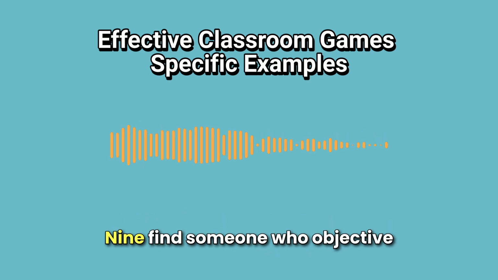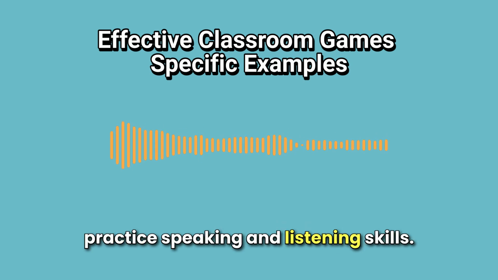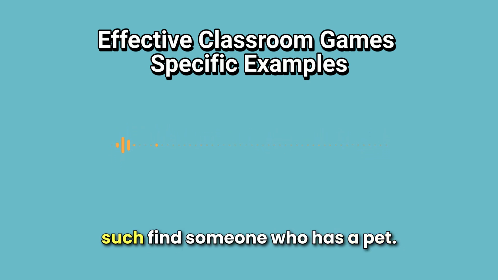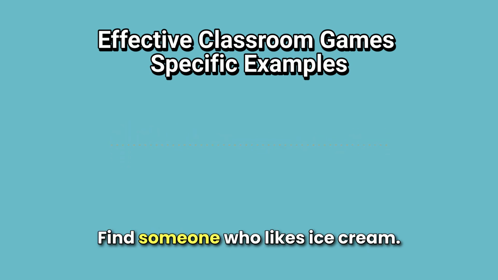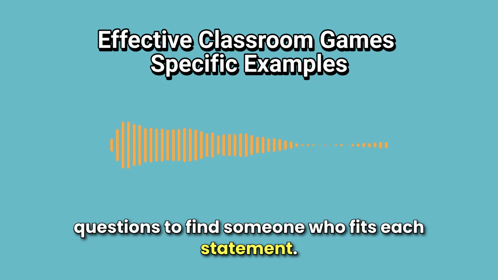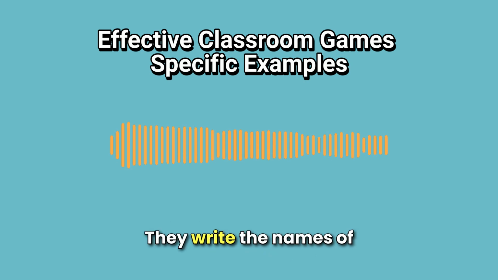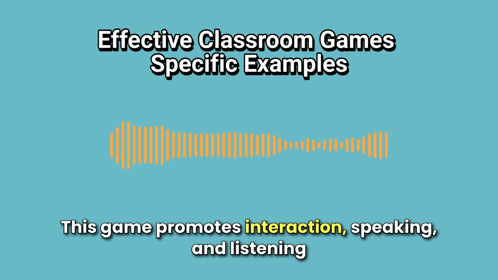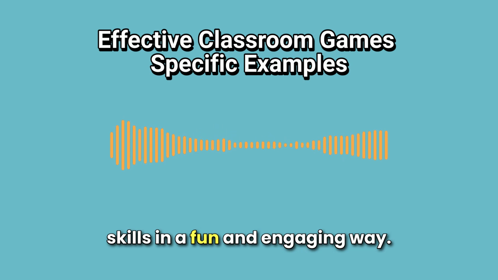9. Find someone who. Objective: Practice speaking and listening skills. How to play: Create a list of statements such as "find someone who has a pet" or "find someone who likes ice cream." Students move around the room asking their classmates questions to find someone who fits each statement. They write the names of classmates who match the statements. This game promotes interaction, speaking, and listening skills in a fun and engaging way.